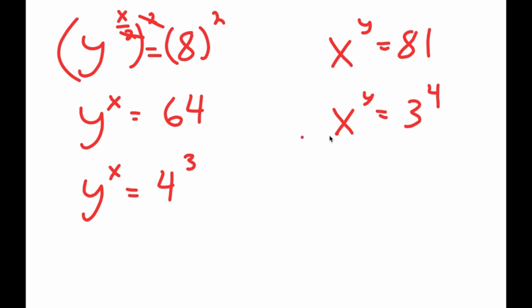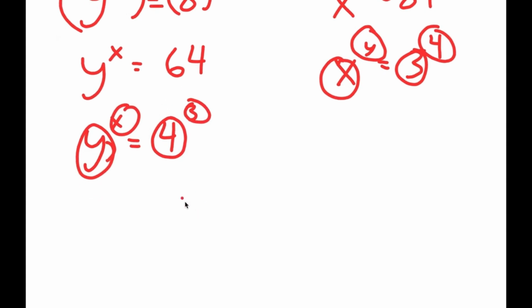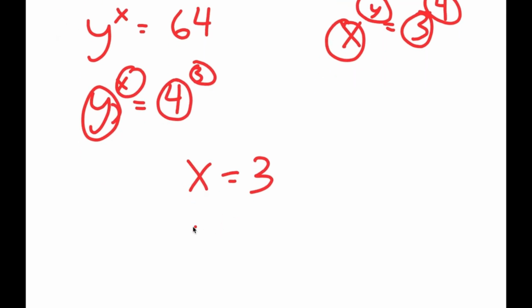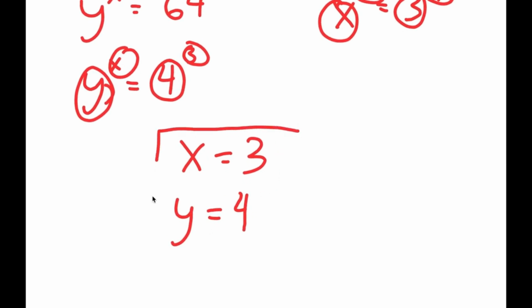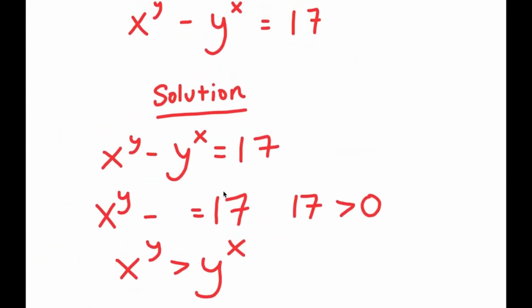Well, what does that mean? Well, y is 4, x is 3, and over here, y is 4, x is 3, meaning x is equal to 3, and y is equal to 4. So this is my solution to this equation.